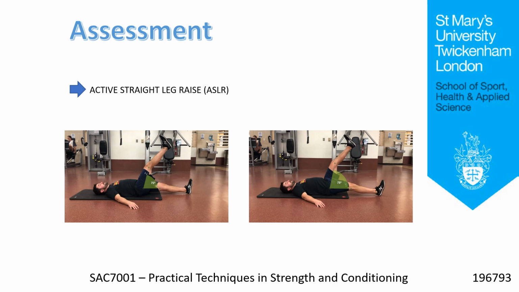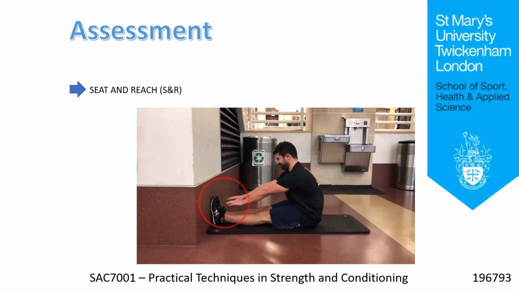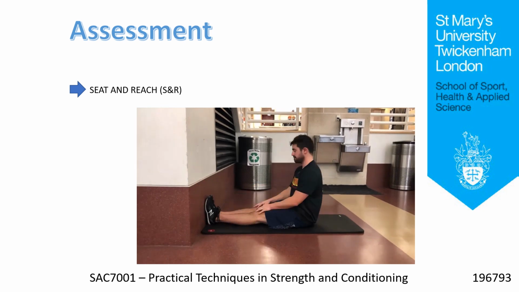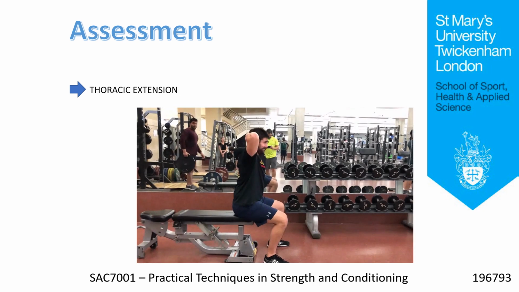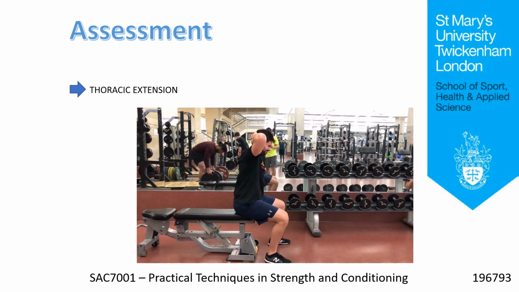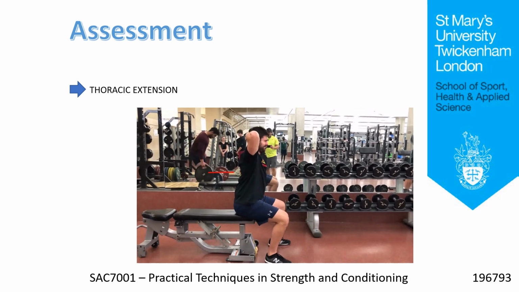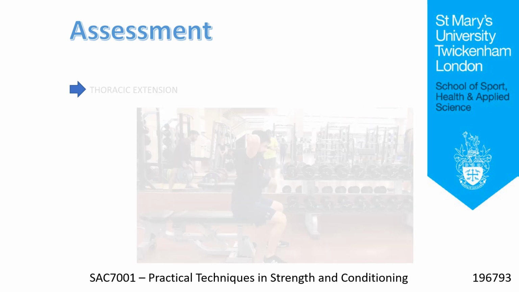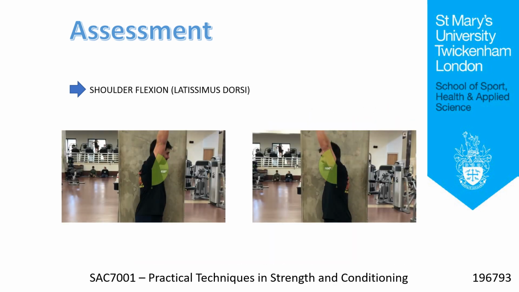The active straight leg raise test revealed a lack of posterior chain flexibility bilaterally, which was confirmed by the sit and reach test. The thoracic extension qualitative test also revealed a lack of thoracic extension, which can be related to the rounded back we saw in the deadlift execution. And the thoracic extension related to a latissimus dorsi lack of flexibility will reduce shoulder flexion, as we see here.